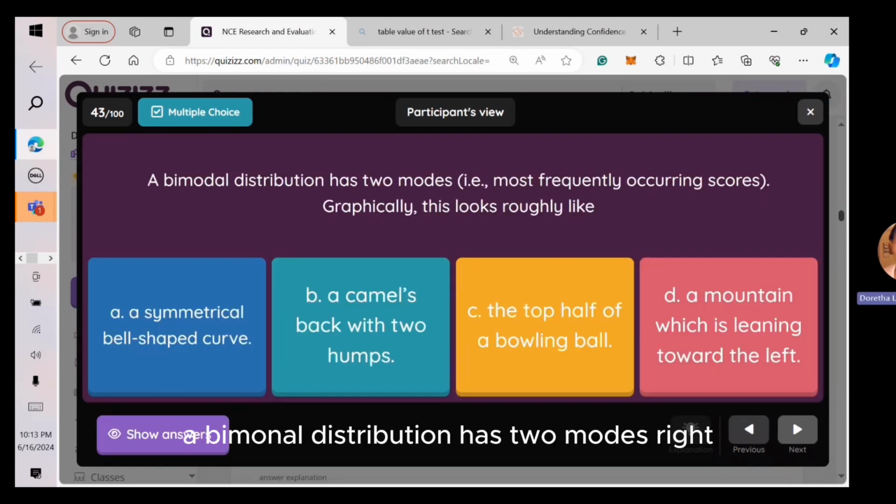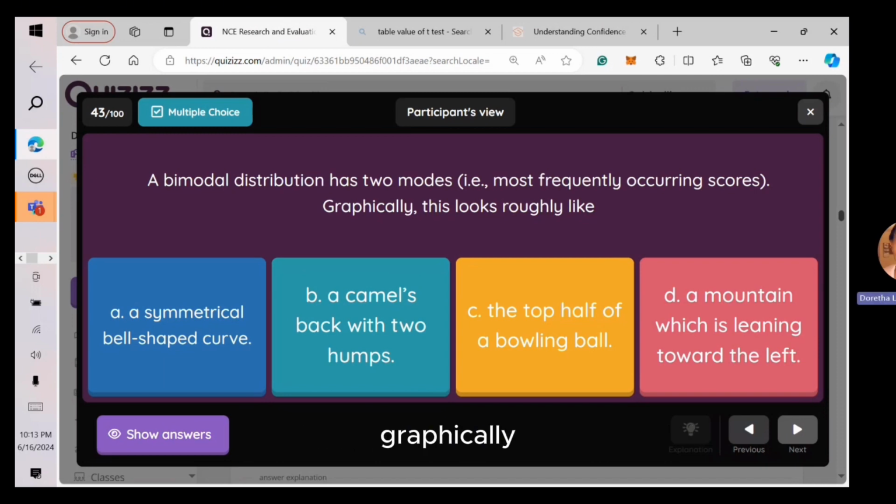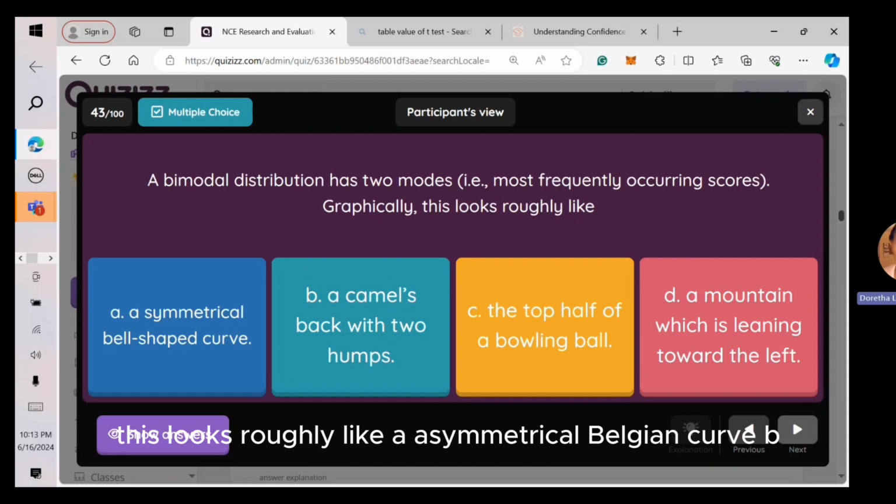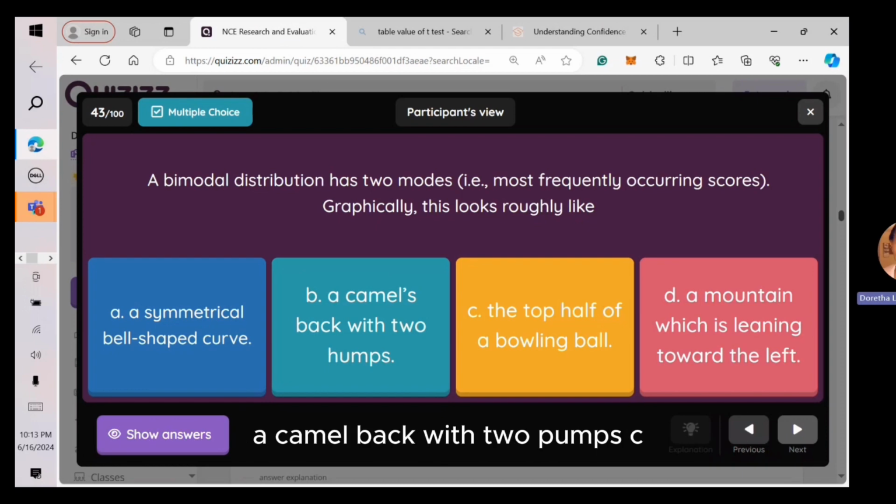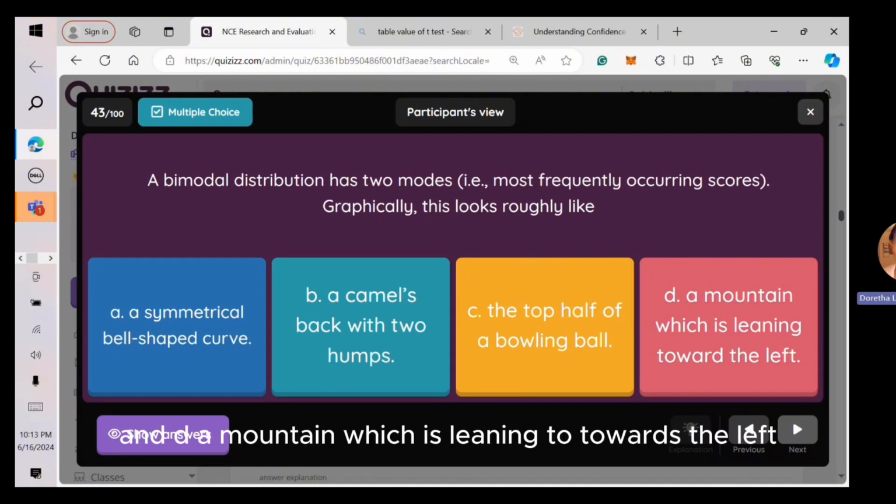A bimodal distribution has two modes, right? Most frequently occurring scores. Graphically, this looks roughly like: A, a symmetrical bell-shaped curve, B, a camelback with two humps, C, the top half of a bowling ball, and D, a mountain which is leaning towards the left.